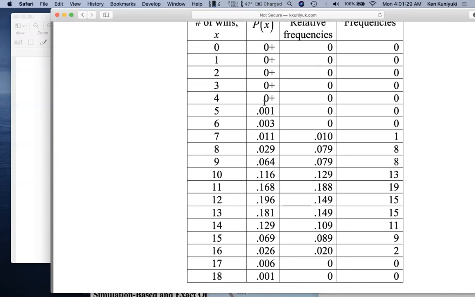It's almost 0 over here. Then it goes up, up, up, and it peaks at 12 wins out of 18 rounds, then down, down, down, and it's very unlikely that you win the car all the time. Of course, these probabilities add up to 1, give or take rounding error.